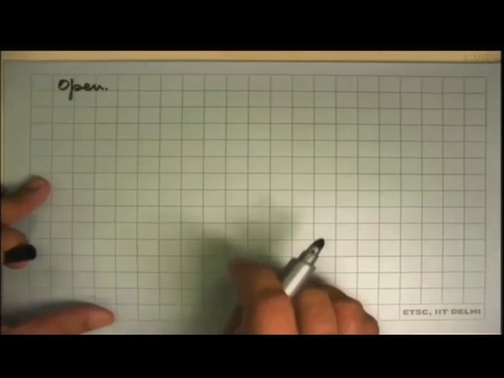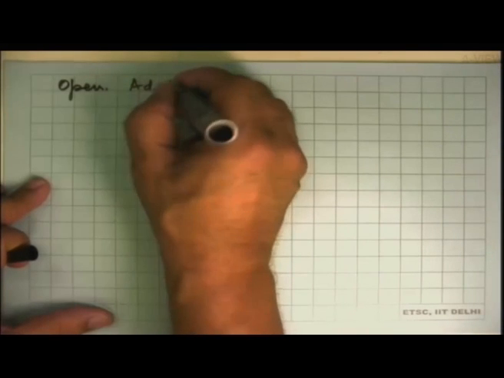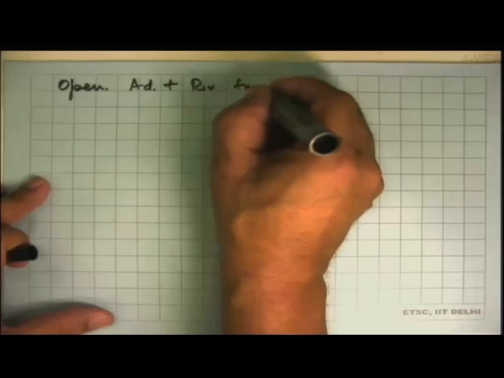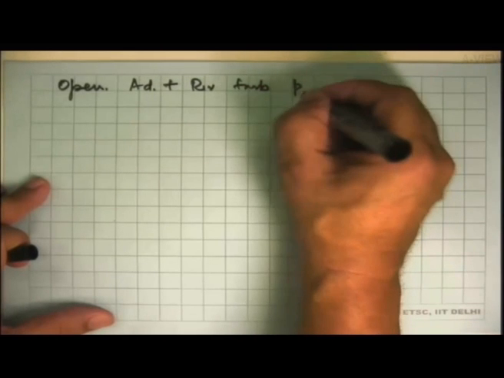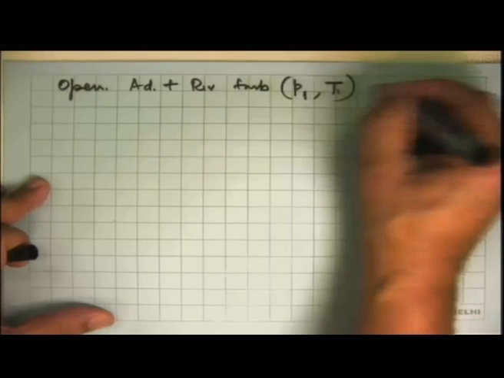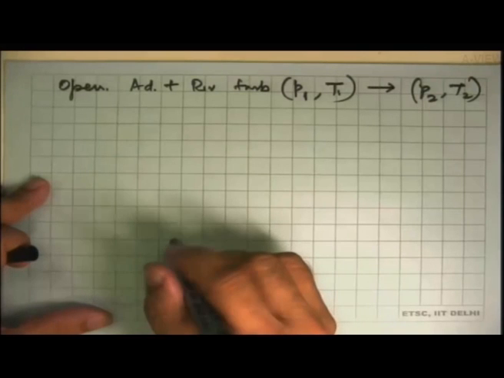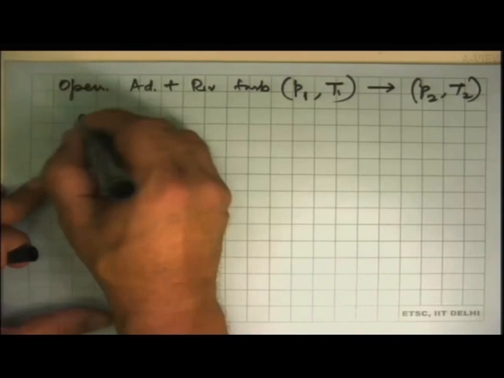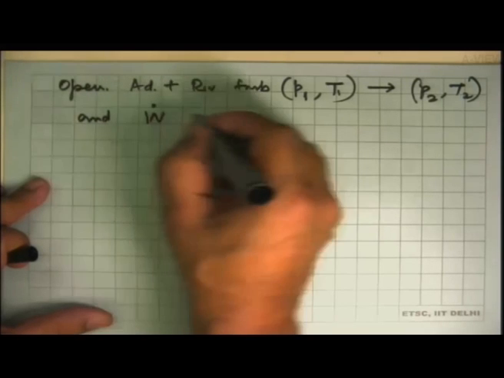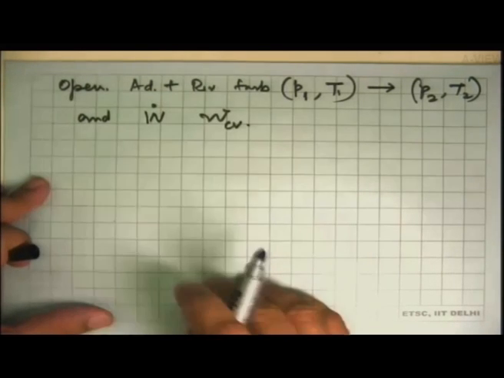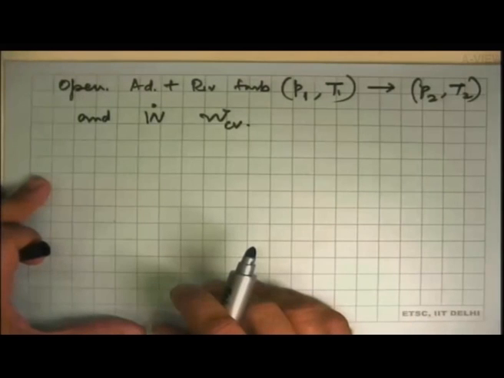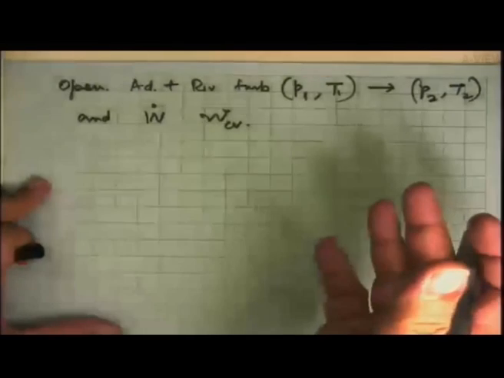We can also use these properties to do various checks and balances, say on an open system. Somebody says that I have made an adiabatic plus reversible turbine that can expand from the P1 T1 state to the P2 T2 state and produce this much amount of work, W. And the first question we ask is, is such a machine possible?